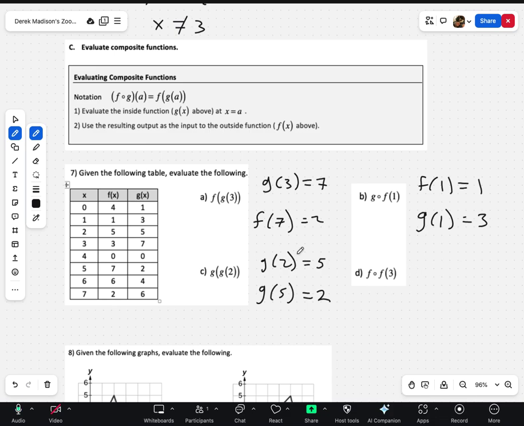And f of f of 3, so when I plug a 3 into f, I actually get out a 3. And that's just going to loop eternally, because now I'm going to find f of 3 again, because we're plugging 3 into f, and it's just going to be 3 again.